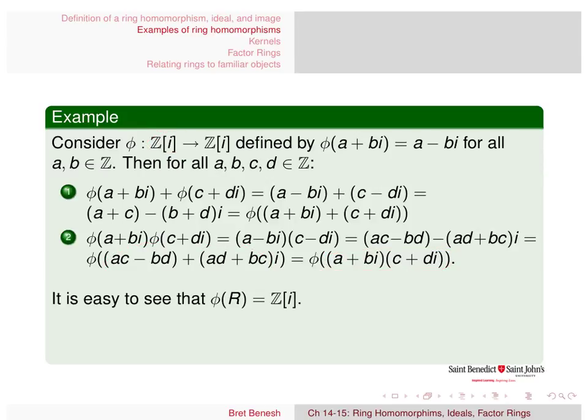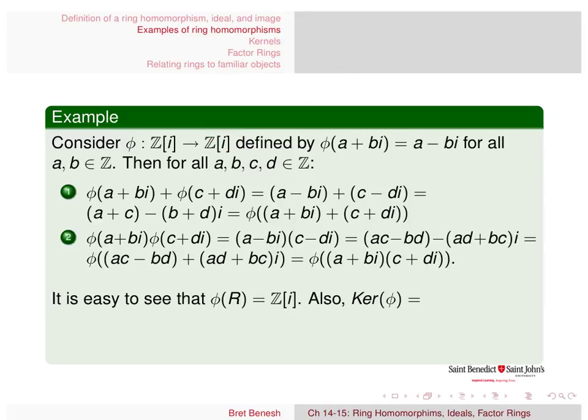It's onto because, pick anything in here. Anything in there has the form c plus di. Well, what maps to it? Well, c minus di is going to map to it because I just changed the sign in the middle from minus to minus minus, which is plus. So it's onto. Is it 1 to 1?